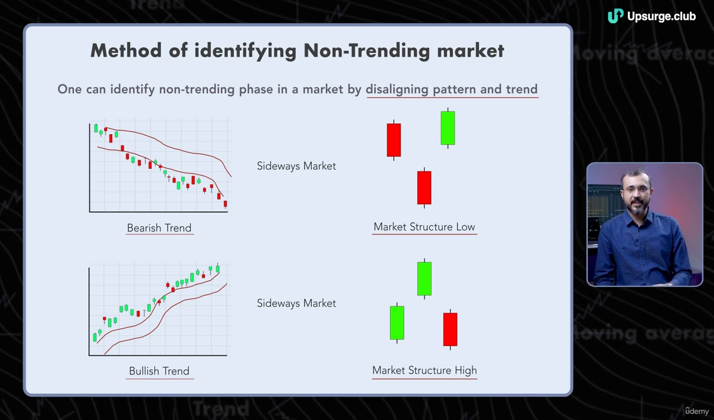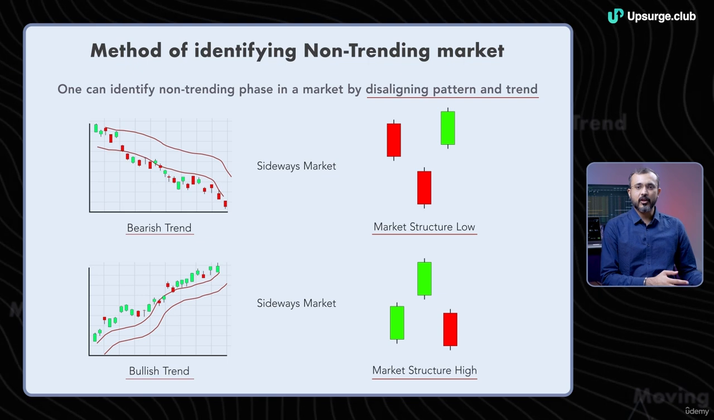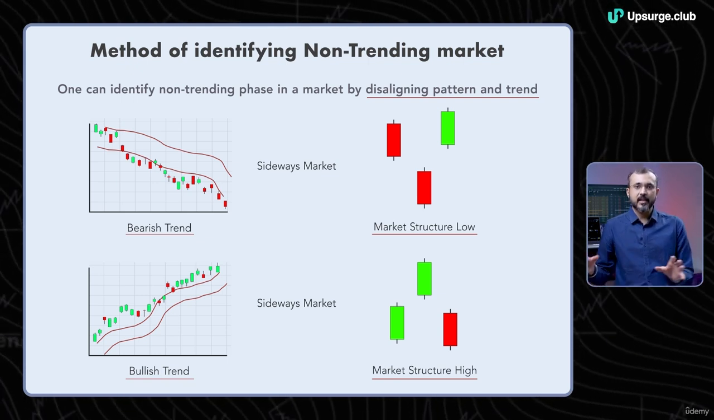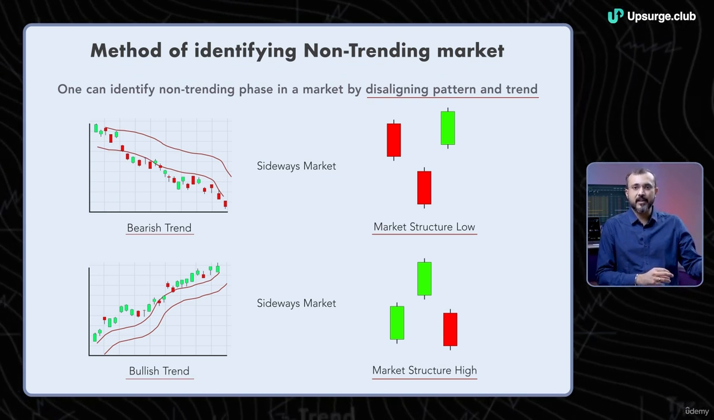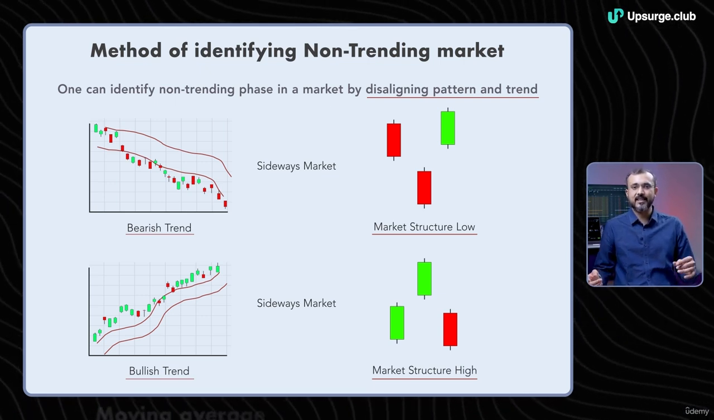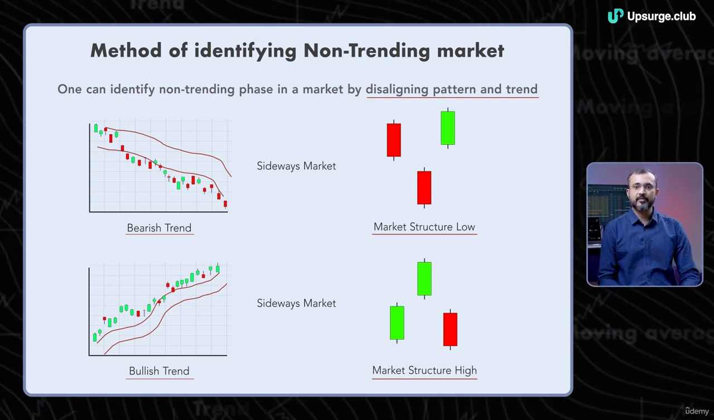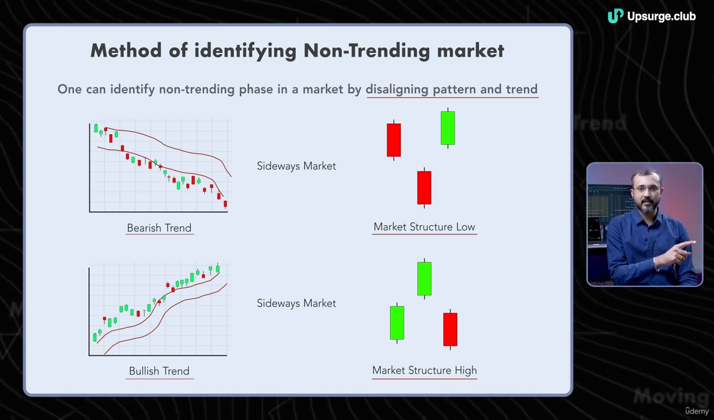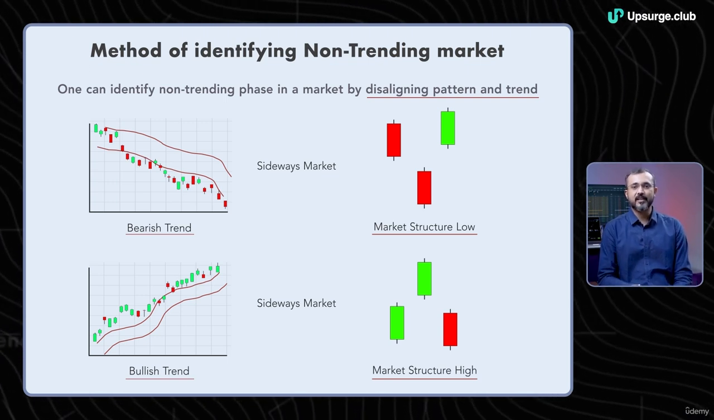Now making it more objective, market structure high getting formed above the moving average gets into a non-directional market, and market structure low below the moving average gets into a sideways market. So bullish pattern, bearish trend, sideways. Bearish pattern, but bullish trend, again sideways. So this gives us an idea. Whenever there is a disalignment between pattern and the trend, the markets are sideways. Whenever both of them are in sync, bullish pattern, bullish trend, that means it's a trending market. The moment there is a disalignment between trend and the structure, the markets go sideways.